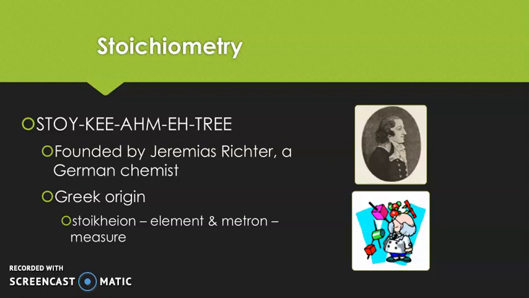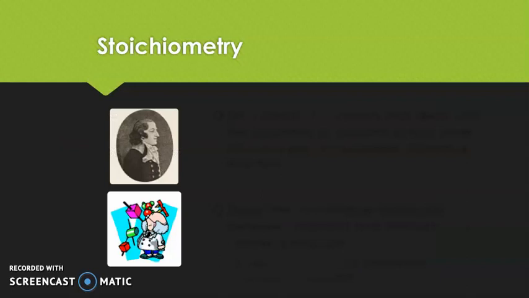It was founded by Jeremias Richter, who was a German chemist, and who was of Greek origin. And the word came from stoichion, element, and metron, which means measure. So that's how they got stoichiometry. If you can guess by the name, we're going to measure the different amounts of something used in reactions, pretty much to see how much of something we will create, or how much we need at the end for our product.